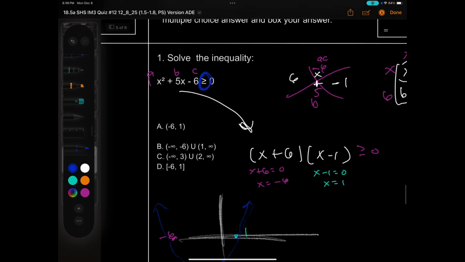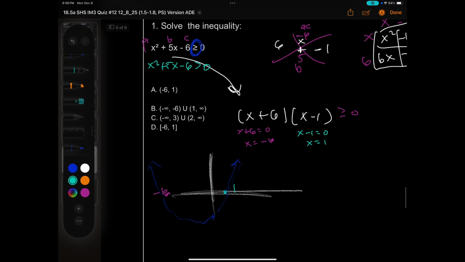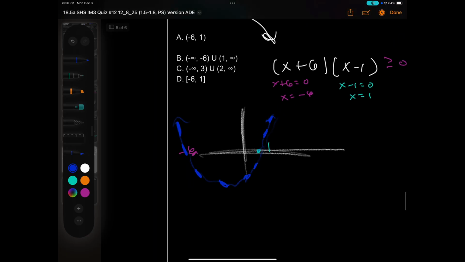Actually, I changed it. Should have been x squared plus 5x minus 6 greater than 0. Okay, that just means on our graph that you should have dashed. Okay, that means the points on the graph are not solutions. Okay, now you have to test.